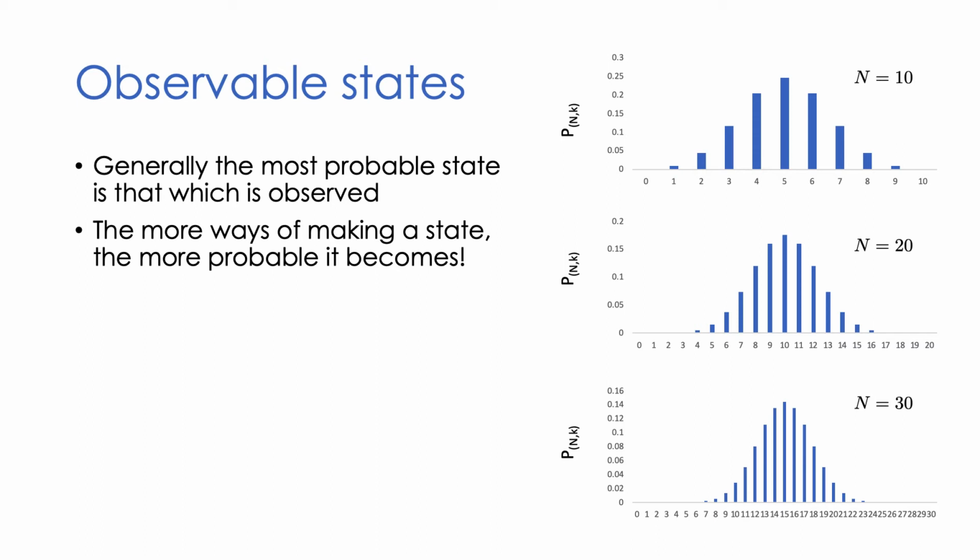So our observable state is generally the most probable state, and the more ways of making a state, the more probable it becomes. Here we can see on the right how, as we increase the number of molecules from 10 to 20 to 30, the distribution changes toward a more continuous curve, but always keeping it as discrete.